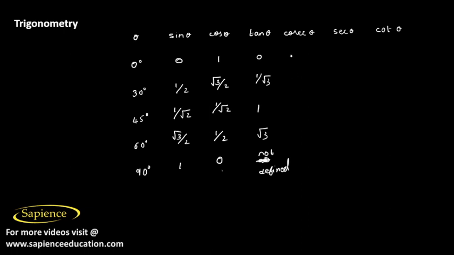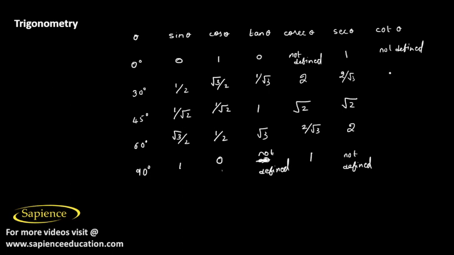For cosecant theta, cosecant 0 is not defined. After that, cosecant 30 is 2, cosecant 45 is root 2, cosecant 60 is 2 by root 3 and cosecant 90 is 1. Now for secant, secant 0 is 1, secant of 30 is 2 by root 3, secant of 45 is root 2, secant of 60 is 2 and secant 90 will be not defined. And finally we found cot. Cot 0 we got not defined. Cot 30 value is root 3, cot 45 is 1, cot 60 is 1 by root 3 and cot 90 is 0.